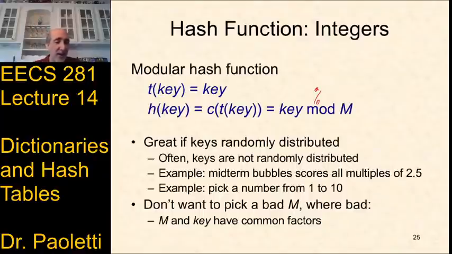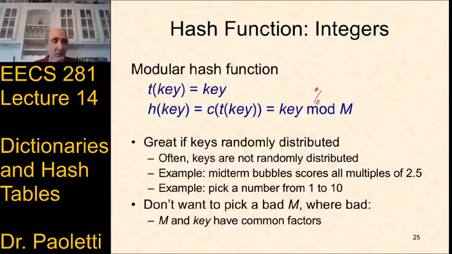There's a slight problem here in that if the keys are randomly distributed, this works great. If the keys are randomly distributed and every possible integer is equally likely, this works fine. However, what if it's not randomly distributed? What if I currently have a table size of 10 and I let people pick their own numbers?